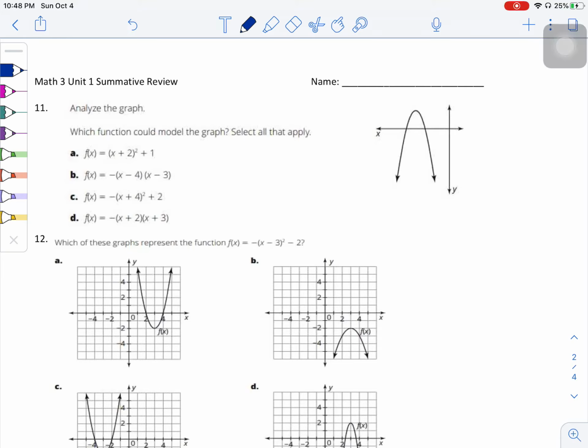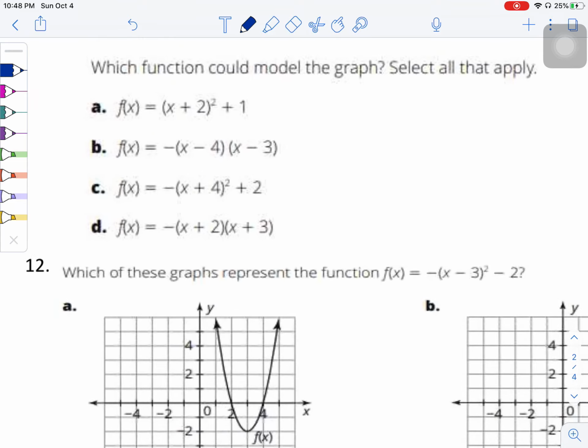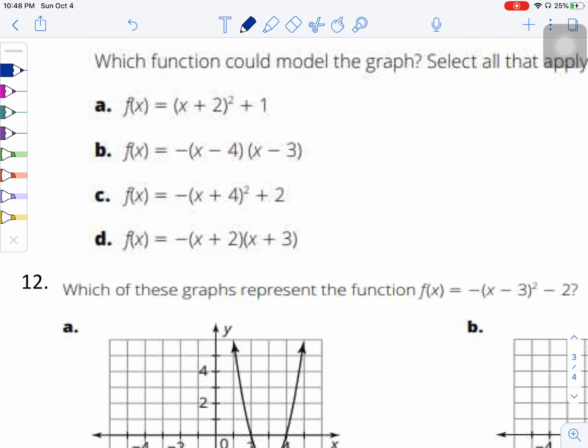This video is page 3 of the Unit 1 summative review for Math 3. Problem number 11, analyze the graph. Which function could model the graph? Select all that apply. What I want to do is focus on just the equations first and look for their key features and then see if I can match them up to the possible graph.